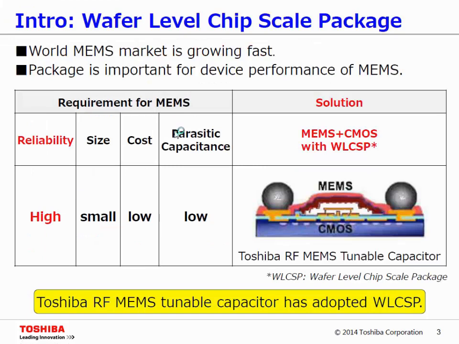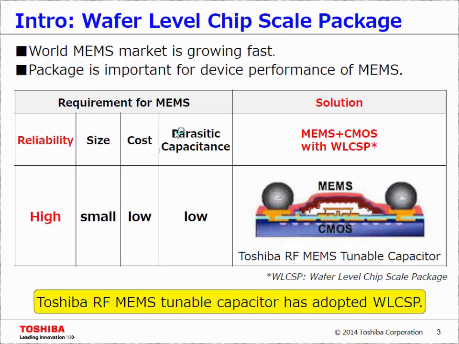So obviously the market of MEMS is growing really fast thanks to the coming age of IoT. And in terms of mass production, the key issues for MEMS devices are small size, low cost, low parasitic capacitance, and most importantly, high reliability. As one solution, we have come up with a MEMS embedded with a CMOS circuit under it, and this system is covered by what's called a wafer level chip scale package, WLCSP.